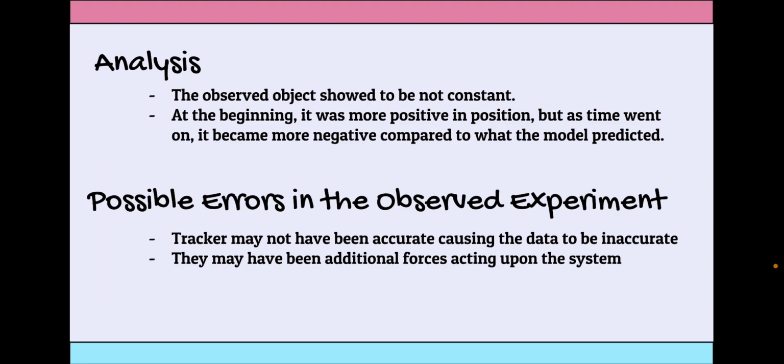For the analysis, the observed object showed to be not constant. And at the beginning, it was more positive in position, but as time went on, it became more negative compared to what the model predicted. Some possible errors in the observed experiment could be the Tracker may not have been accurate, causing the data to be inaccurate, and there may have also been additional forces acting upon the system.